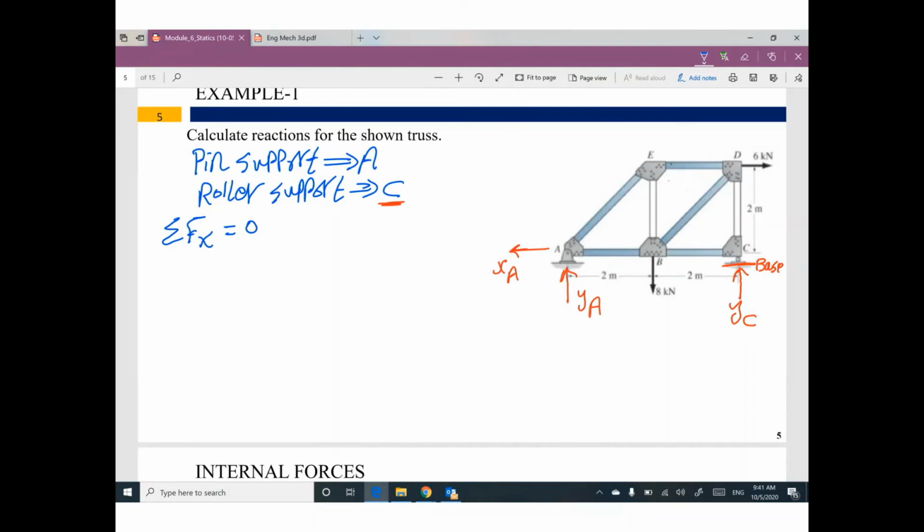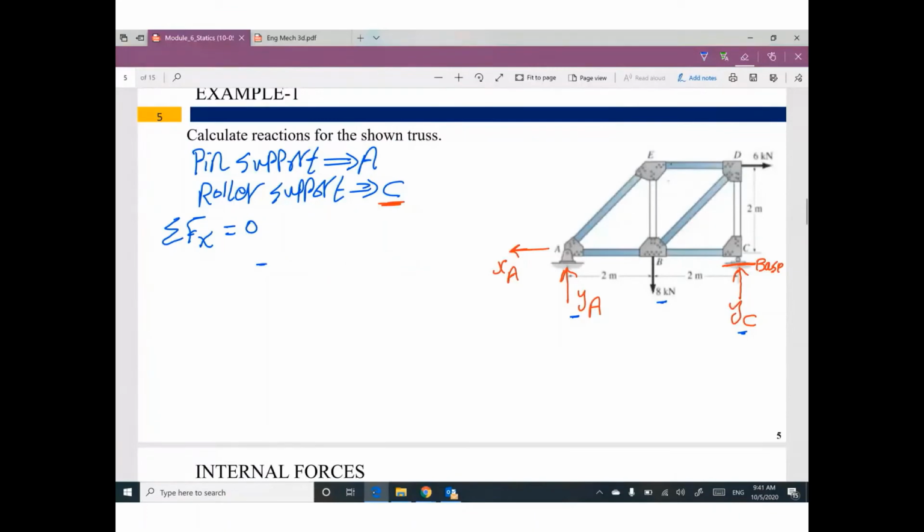Guys, during the exam grading, I found some students did this: summation F of x equals 0, and they put YA plus YC minus 8 equals 0. Do you think YA, 8 and YC are in the x direction? Please, when you are answering your exam, try to protect your instructor. My health is not good enough to see all of these things during the grading of the exam, please.